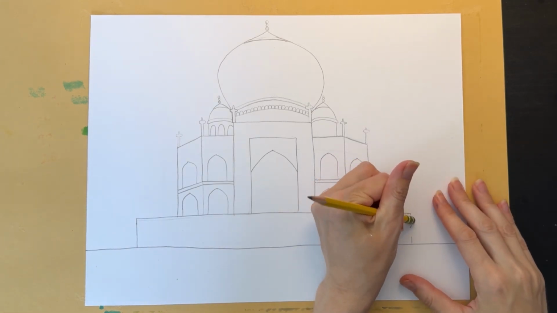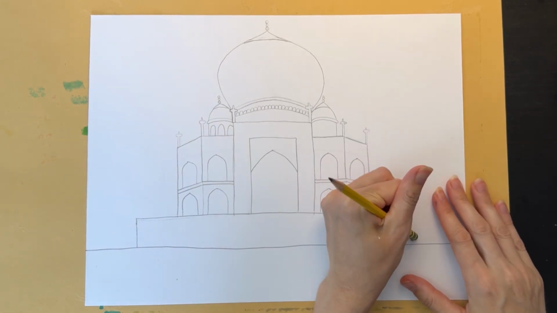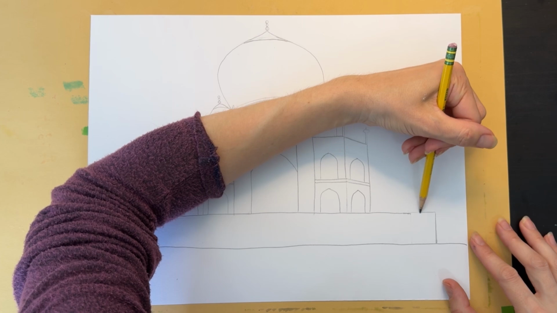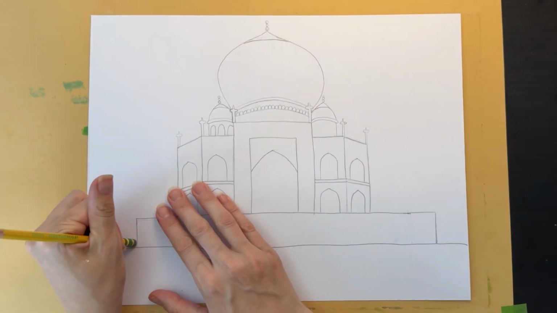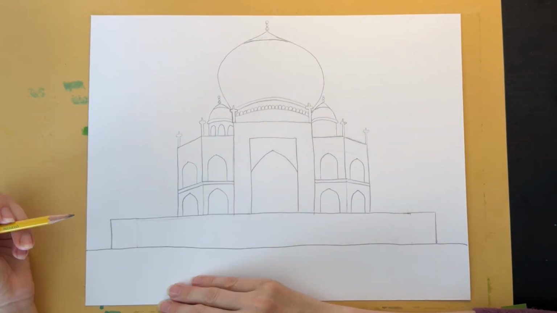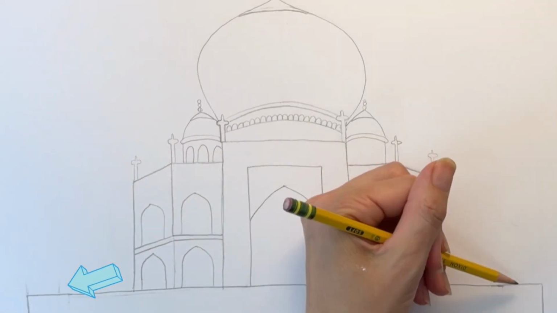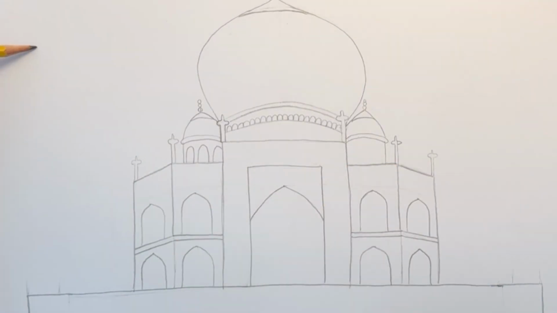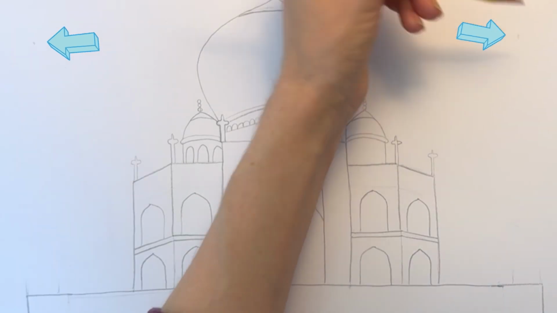I decided I wanted more room to draw the columns on the sides, so I'm erasing the edge of the plinth and making it longer. Then doing the same thing on the other side. I'm using my pencil to mark off how wide I want each minaret to be. I'm also adding a tiny dot on top to mark where I want the top of the minaret to be.